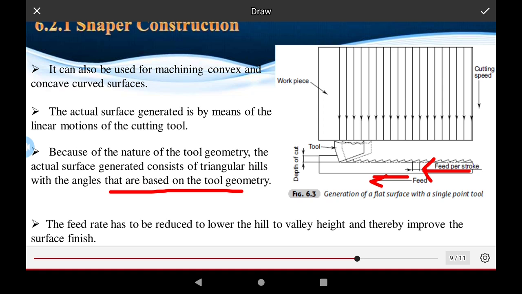And the feed rate selected for the tool has to be reduced to lower the volatile height, and thereby improve the surface finish. And the surface finish of the machine and tool, which also moves to cut the metals on the surface of the workpiece, achieves a very smooth surface on this machine.